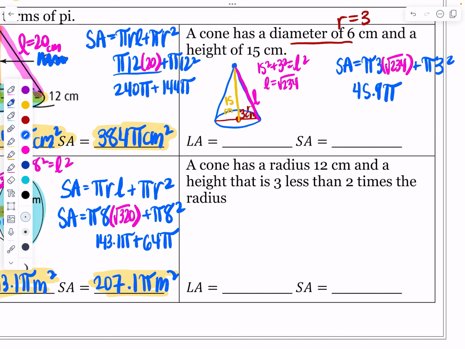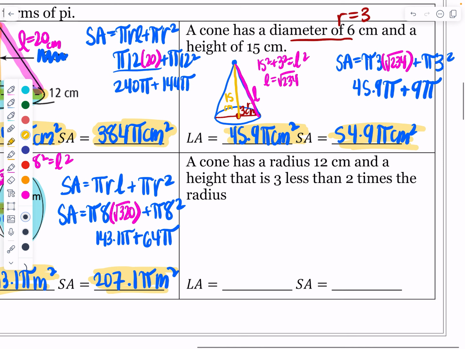45.9 pi. So that is going to be 45.9 pi centimeters squared. And then I want to add to that 9 pi for the area of the base. So plus 9. Again, we're going to type that into our calculator and round at the very, very end. So 54.9 pi centimeters squared of surface area total. And then the walls were just 45.9 pi centimeters squared.